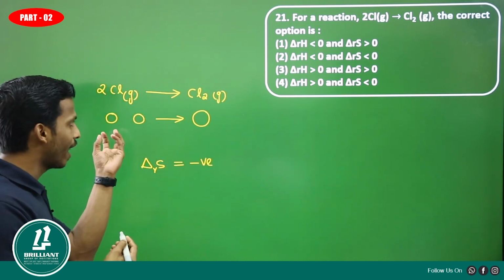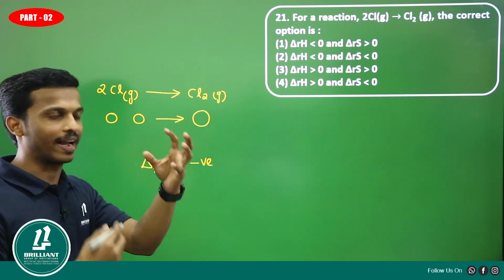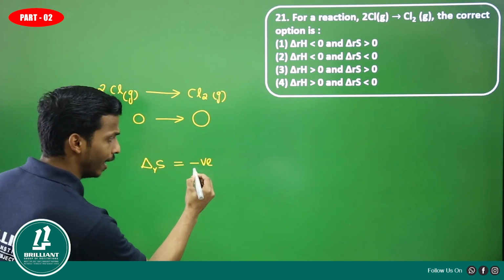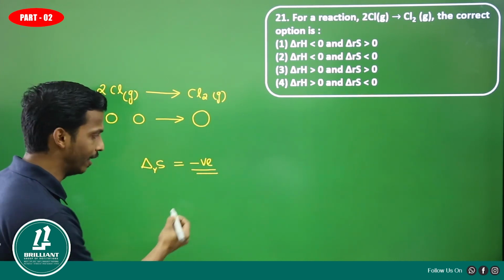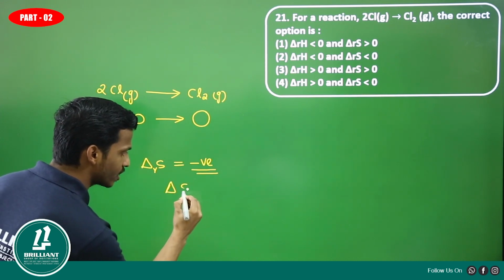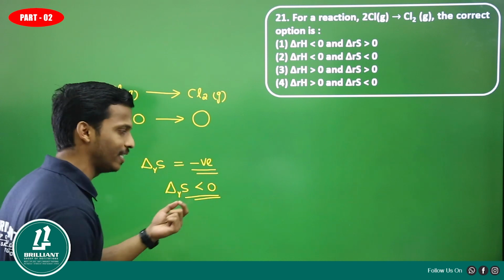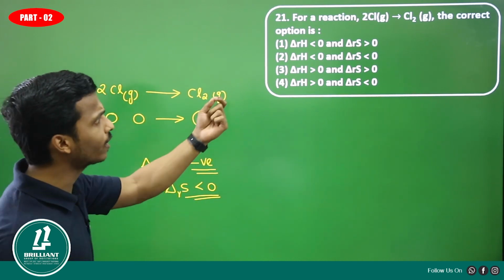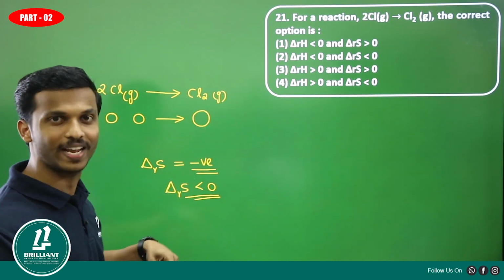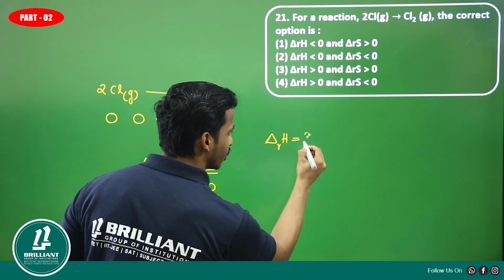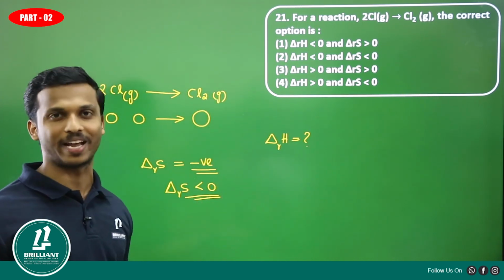Negative means 2 atoms to 1 molecule. Randomness decreases, entropy also decreases. Entropy decreases means negative. So we can say during this reaction, the entropy of the reaction is less than 0, means negative. Then what happens to the enthalpy of the reaction? Whether it is positive or negative?